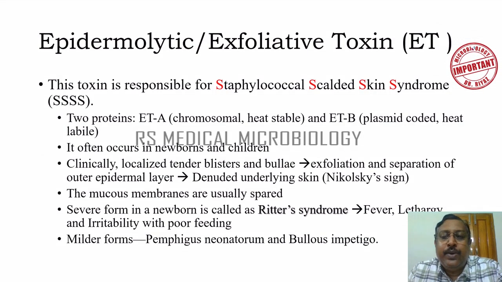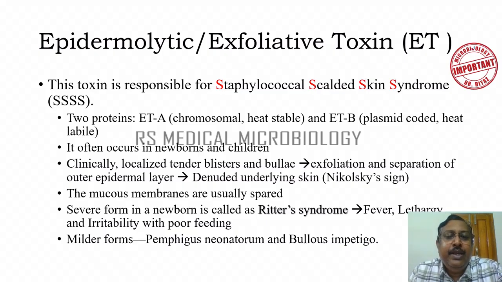Then you have the next one, which is the epidermolytic or exfoliative toxin. This is responsible for one of the most important conditions, which is staphylococcal scalded skin syndrome. It is made up of two components. One component, the ETA, is a chromosomal component which is heat stable, and another one is the plasmid-coded heat labile component. This is more common in newborns and children.